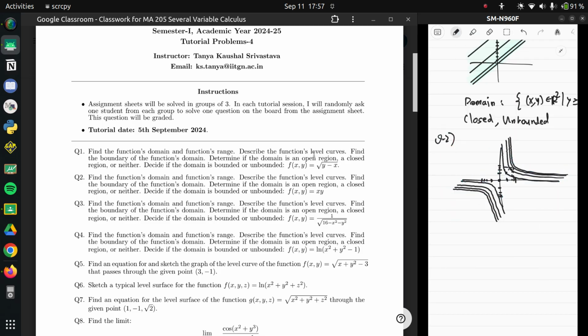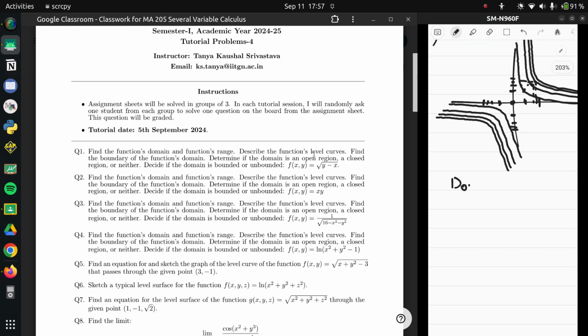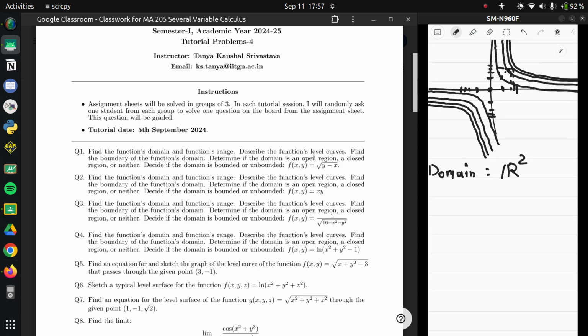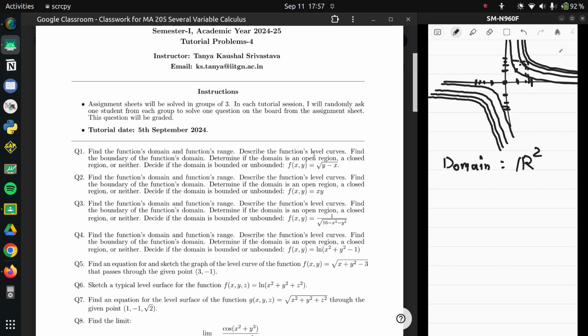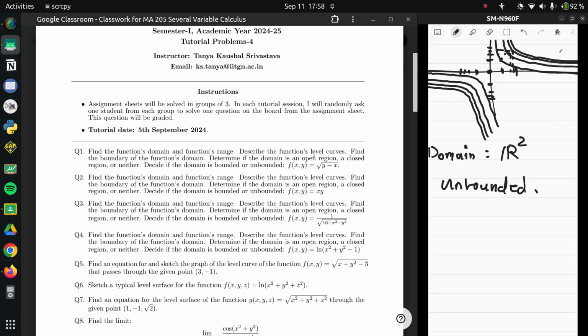Okay, the domain is all of R2, and since it's that, it's not closed, it's not bounded or anything, because there are no boundaries, so this is unbounded. And so the question is, is this a closed region? That's a very good question, because over here you don't actually have any sort of boundaries. The way we defined closed was that your limiting points, so basically the boundary points, are also in your set.